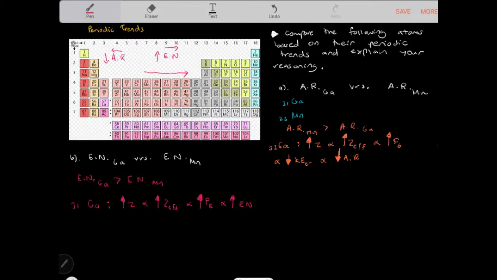Now, let's cross-compare the atomic radius of gallium versus the electronegativity of gallium, right? So we stated that the atomic radius of gallium is less than the atomic radius of manganese, but then the electronegativity of gallium is greater than the electronegativity of manganese. This tells us that the smaller the species is, the closer the electrons are to the nucleus, the stronger the electronegativity. So the smaller the element is, the higher its electronegativity.